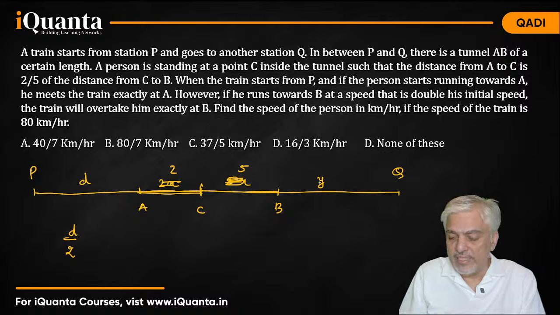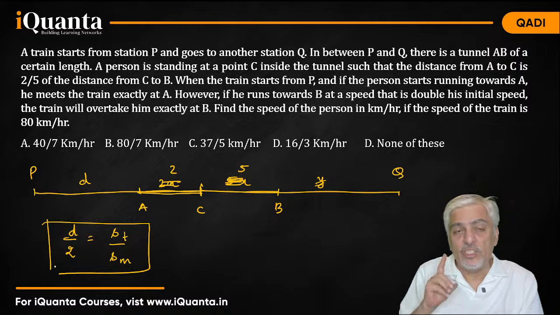This is not even needed, that part is not even needed. D upon 2 is the ratio of the distance in a constant time, the ratio of the distance covered. So, this will become speed of train upon speed of man.